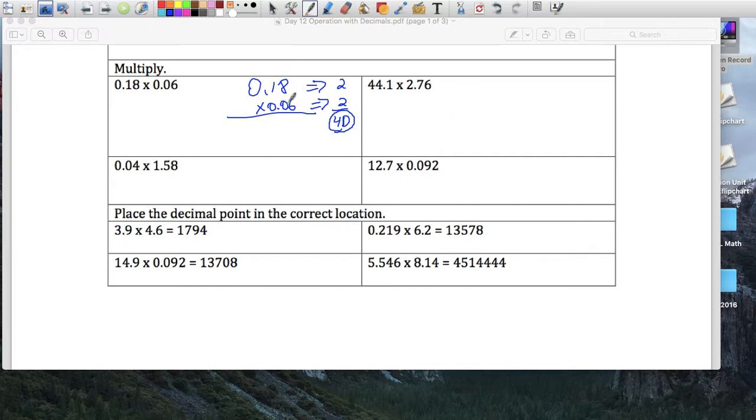So now let's multiply. 6 times 18 is 48. Carry the 4. 6 times 1 is 6, plus 4 is 10. You don't need to do the other zeros because it's just going to be 0, 0, 0, 0, 0. So that's our final answer.